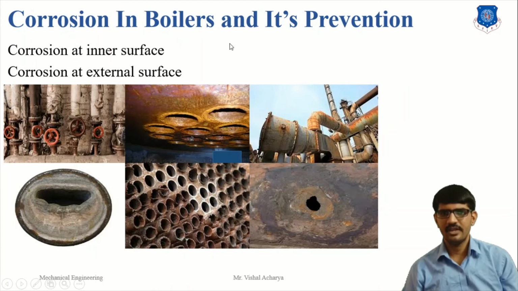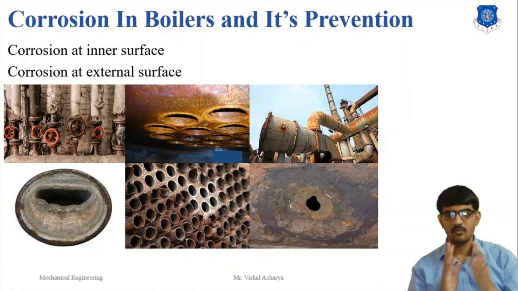Corrosion in boiler and its prevention: corrosion at the inner surface and corrosion at the external surface. What is boiler corrosion? Boiler corrosion is a slow poison for the industrial boiler. Talk to an expert and save your boiler life, like the Thermodyne team.